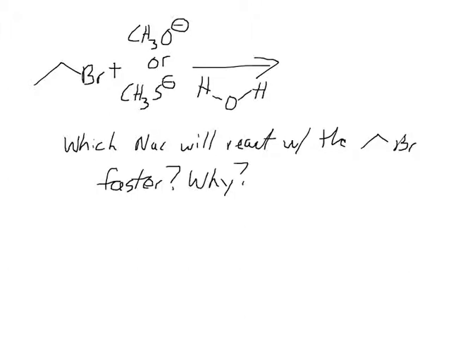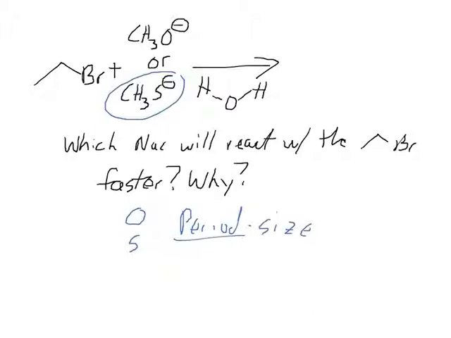So the one that will react the fastest is the sulfur. This is comparing oxygen to sulfur, so we're going down a period, and the most important factor in that case is size. Sulfur is bigger than oxygen, so it's not going to be surrounded as much by the polar protic solvent. And since it's bigger, it's more willing to give up its electrons because its electrons are farther outside. So size is most important: it can't be surrounded by the solvent, and it's more willing to give up its electrons.